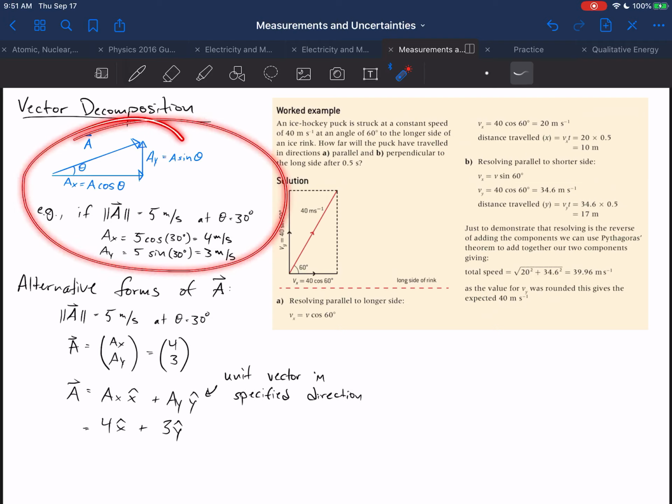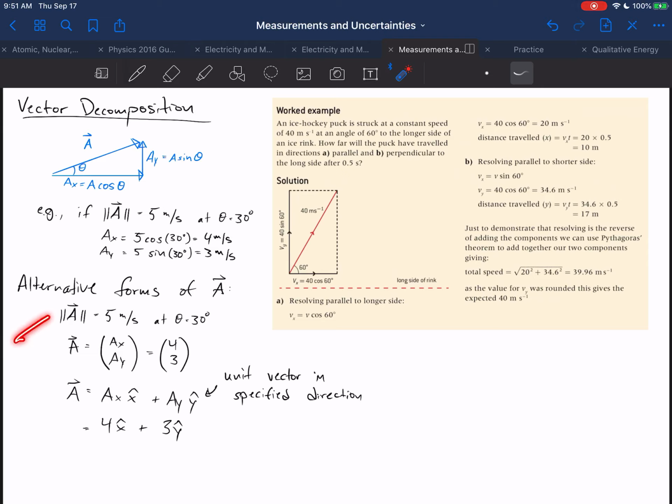What this vector decomposition allows you to do, as you'll see, is add vectors algebraically without pulling out a ruler and protractor. But the other thing it will allow you to do is represent A in different ways. So this right here, the norm of A is equal to 5 meters per second at an angle of 30 degrees relative to the horizontal. That's our traditional representation of vector A.